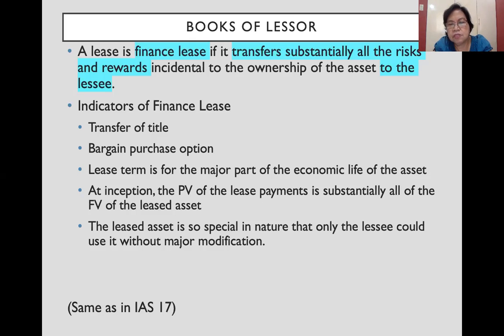Third, the lease term is for the major part of the economic life of the asset. The economic life of an asset may be expressed in terms of period, let us say years, or in terms of productive hours or unit of output. Major part here means more than 50%. So if the lease term is for more than 50% of the total useful life of the asset, then it is to be accounted for as finance lease.